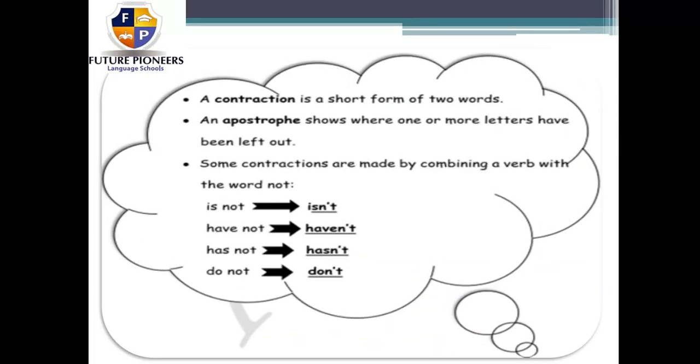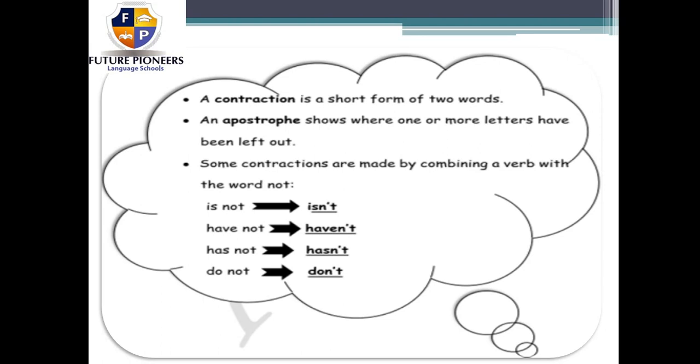A contraction is a short form of two words. How is it a short form? We are removing a letter, and instead of two words, we're just blending them together into one word with a crossed letter and an apostrophe. An apostrophe shows where one or more letters have been left out.